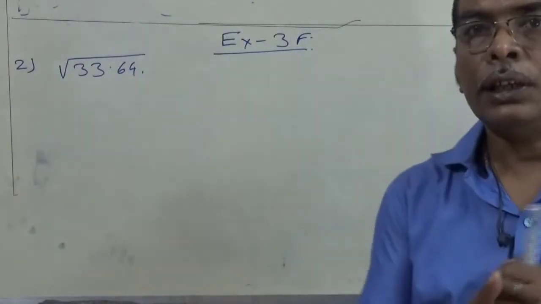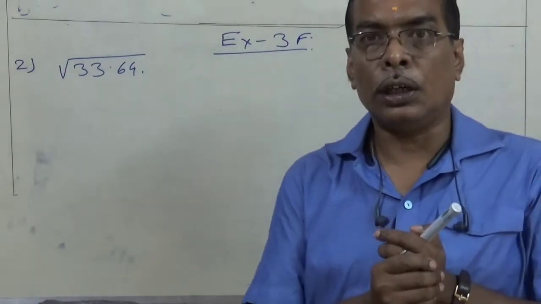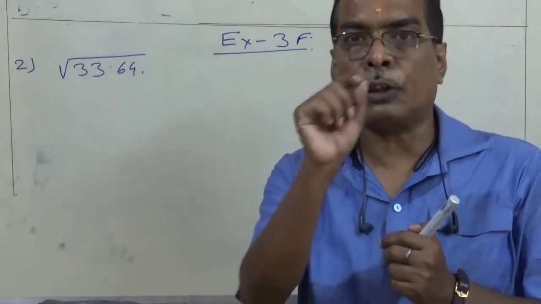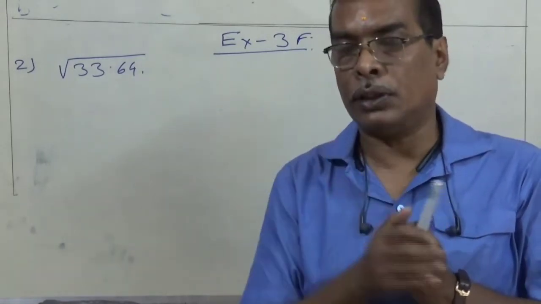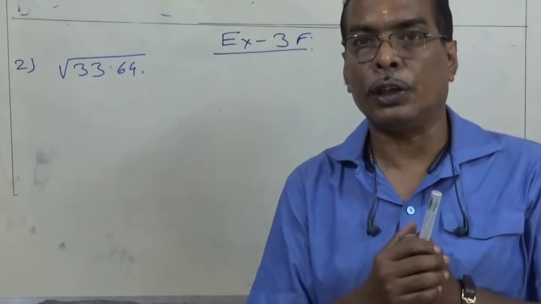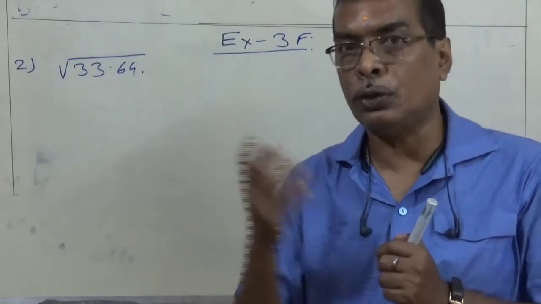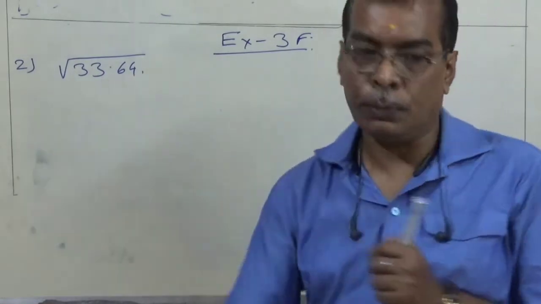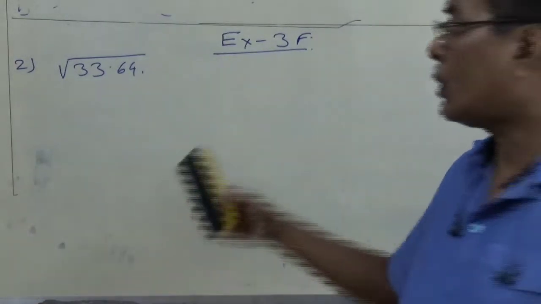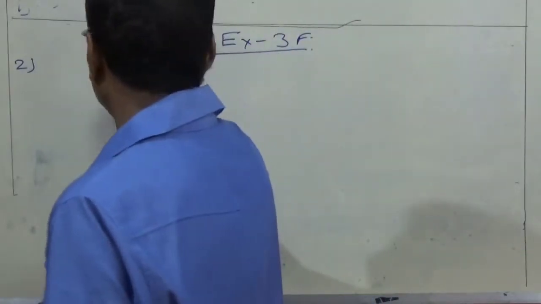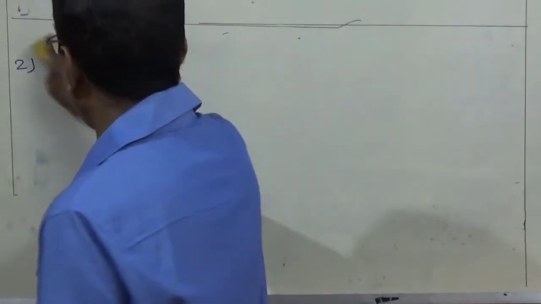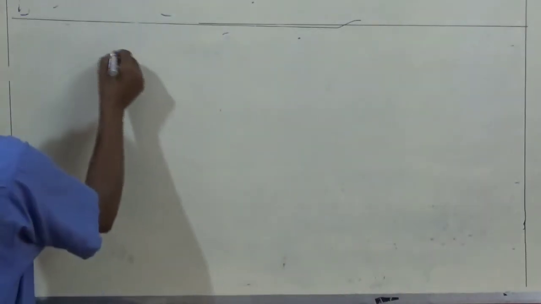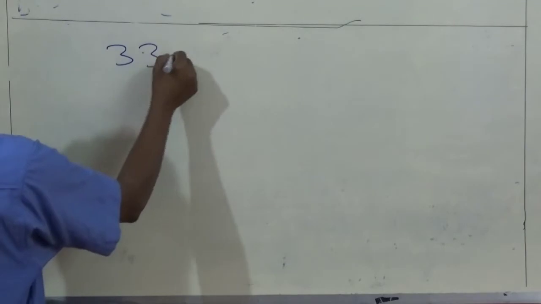This number, I feel, is going to give you a terminating decimal. That is, after a few places the division will stop, and the remainder will come 0 here. In some questions the remainder will not come 0; that one I will take afterwards. First of all, this question, 33.64. Look here. How will you find the square root of this particular number? So I am going to write here 33.64.